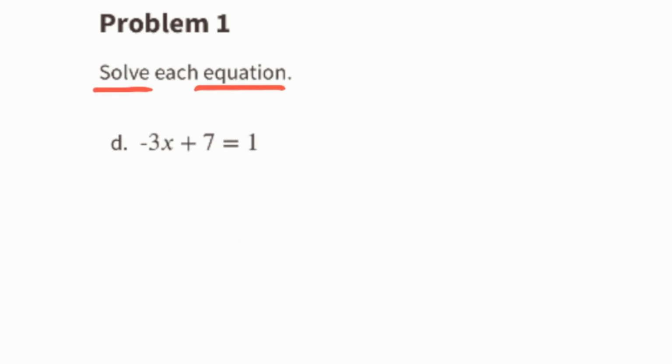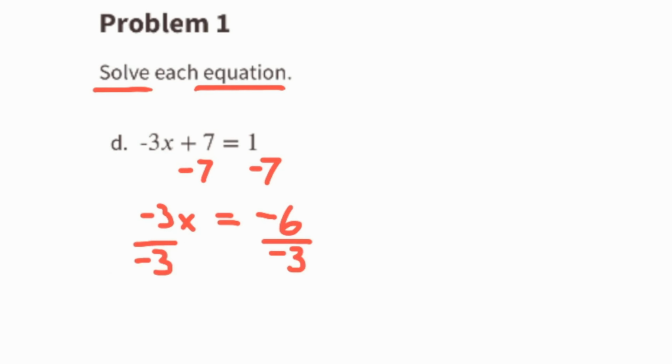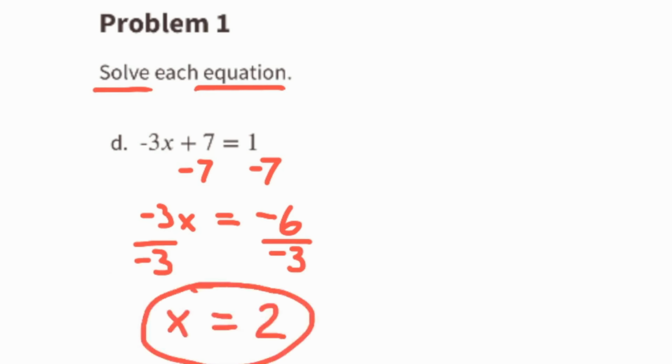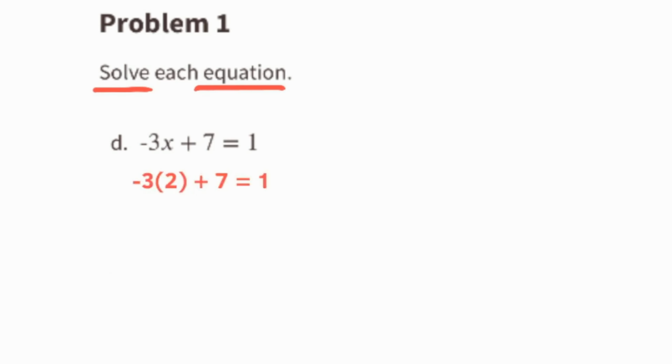D. Negative 3x plus 7 equals 1. First, we can subtract 7 from both sides of the equal sign. Negative 3x plus 7 minus 7 equals negative 3x, and 1 minus 7 equals negative 6. So now the equation reads negative 3x equals negative 6. To make that just one positive x, we're going to divide both sides by negative 3. Negative 3x divided by negative 3 equals positive 1x, or x, and negative 6 divided by negative 3 equals positive 2. X equals 2. We can test this out by substituting a 2 for the x.